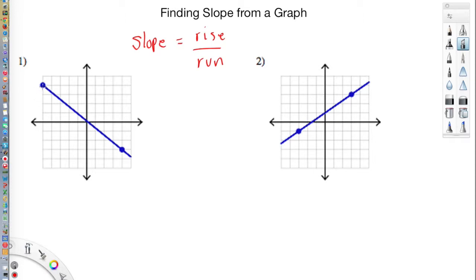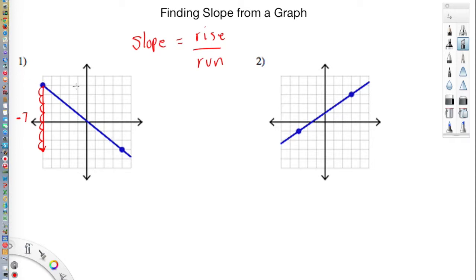And here I can see that I'm actually going down. Okay, so my rise is really a fall. It's going to be negative. I have a negative rise because I'm going down, so it's going to be 1, 2, 3, 4, 5, 6, 7. So my rise is a negative 7. I'm going down 7.